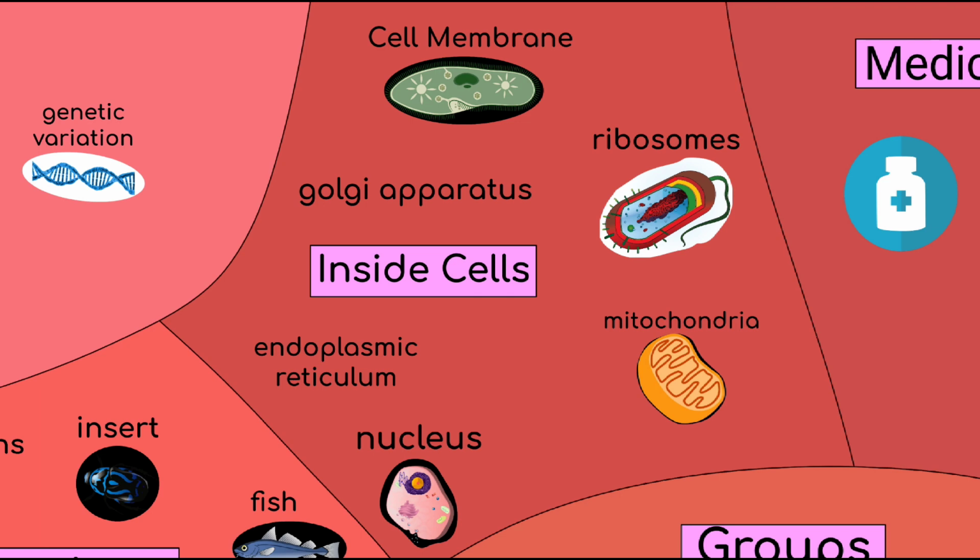Golgi apparatus: modifies, packages, and transports proteins within or outside the cell. Ribosomes: cellular structures that synthesize proteins from genetic instructions. Cell membrane: regulates substances entering and exiting the cell, maintaining internal balance and cell integrity.